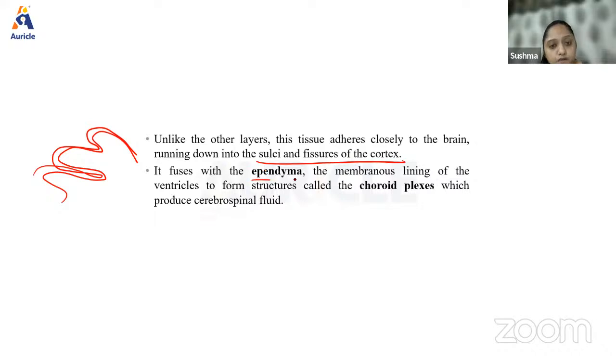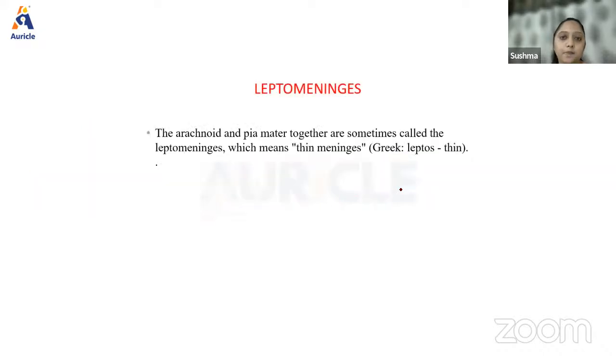It also fuses with the ependyma, which is the membranous lining of the ventricles, to form structures called choroid plexus. So is anything ringing in your brain, guys? What are these ependymal cells? What are these ependymal structures that we have? These are the linings of the ventricle that produce the CSF, correct? And what is it called? The ones that produce the CSF are called choroid plexus.